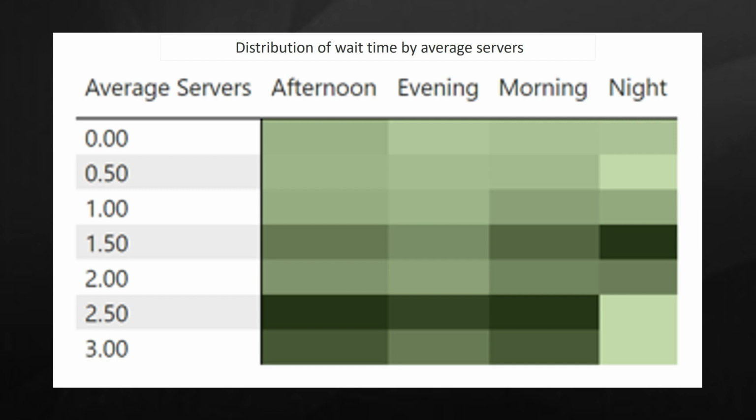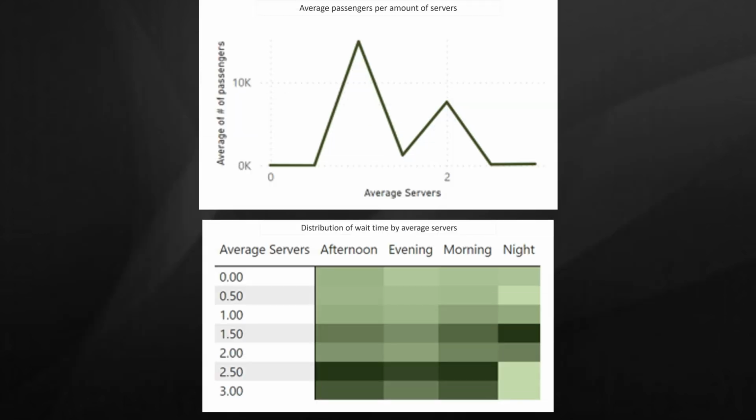Next, we wanted to analyze the wait time for the airport and find the most optimal traveling option. First, we hypothesized that the number of servers would directly correlate to the average wait time. But as you can see in this heat map, the most optimal wait times occurred when there was only one server. We then assumed that there must be more passengers when there are more servers available. However, this was not the case, as there were more passengers when only one server was available. We quickly realized that there would be other variables that had a larger effect on wait time than average servers.